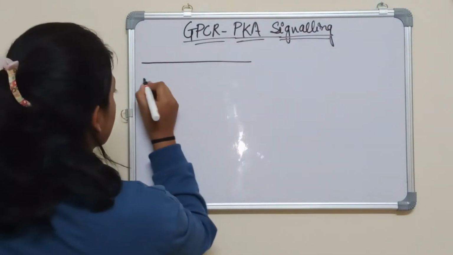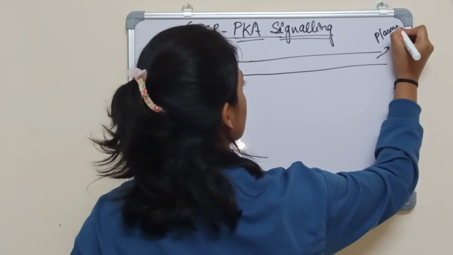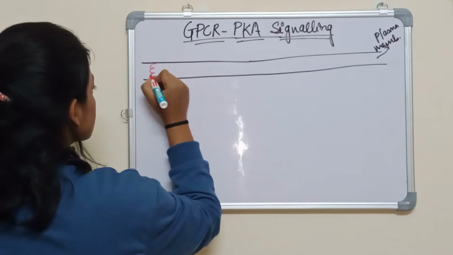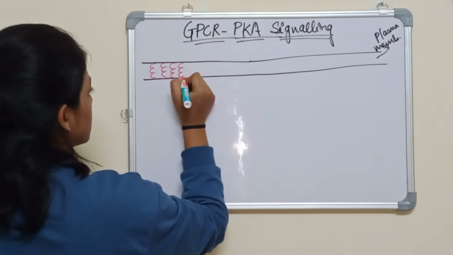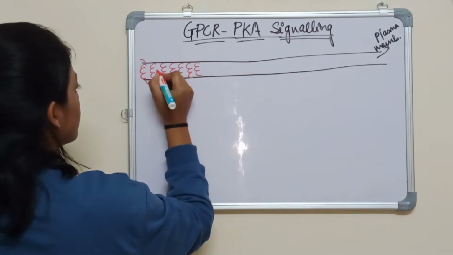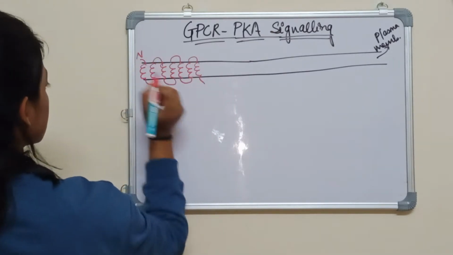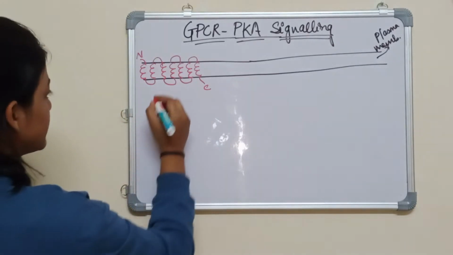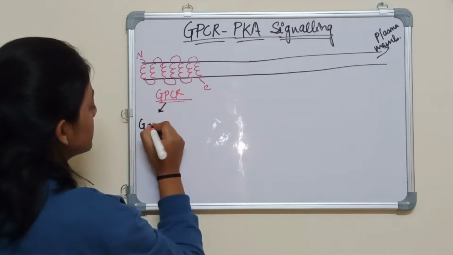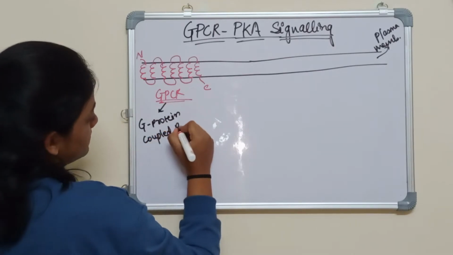So this is the plasma membrane of the cell. Now this is the GPCR. This is the N terminal and this is the C terminal of the GPCR. GPCR stands for G protein coupled receptor.